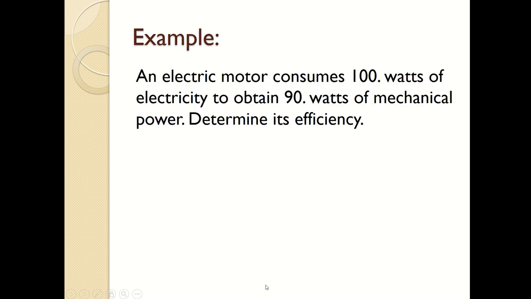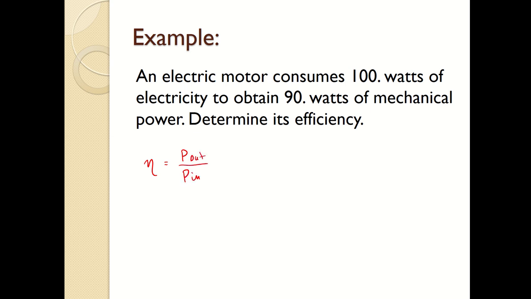So let's take a look at one example which talks about efficiency. This one says an electric motor consumes 100 watts of electrical energy to obtain 90 watts of mechanical energy, or power in this case. Determine its efficiency. So we're talking about power here, we're talking about watts, so it's joules per second. Again, the efficiency is going to be the power that you get out over the power that you put in.